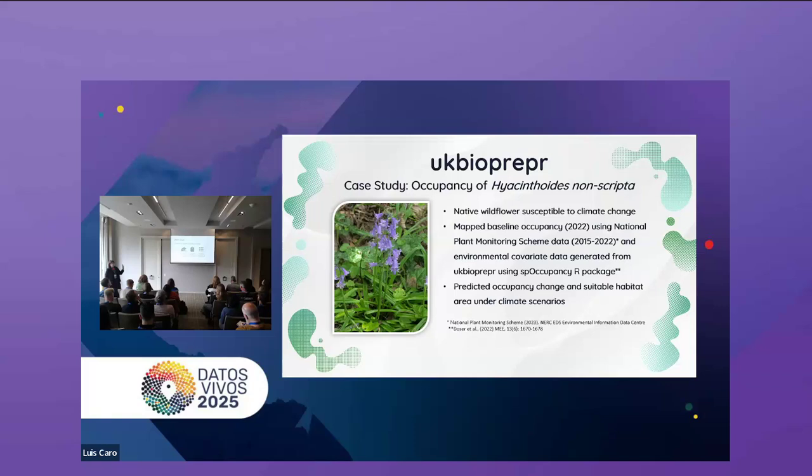So to demonstrate the functionality of ukbioprepr, I carried out a case study estimating the occupancy of Hyacinthoides non-scripta, which are common bluebells. These native wildflowers might be susceptible to climate change. And so I investigated this by mapping the baseline occupancy using data from the National Plant Monitoring Scheme, and then predicted how this occupancy probability would change and how the suitable habitat area would change under different climate scenarios using relative concentration pathways, which are effectively a best case, middle of the road, and most pessimistic case of how the climate will change in the 21st century.